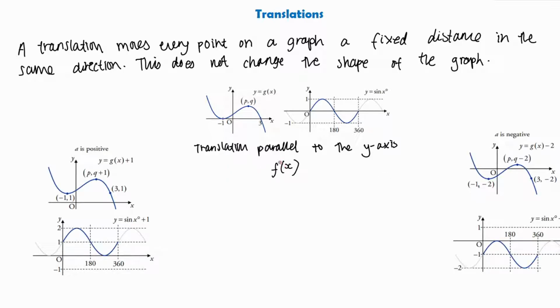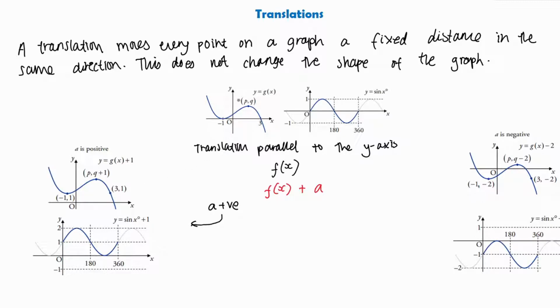Now let's say we have a function, we'll call it f of x. If I was to take this function f of x and add a value on the end, let's say f of x plus a, where a is some number, the value a will shift the graph either up or down. But in which case will it do this? Well, if a is positive, the graph will simply be moved up. So if a is positive, it will shift the graph up.